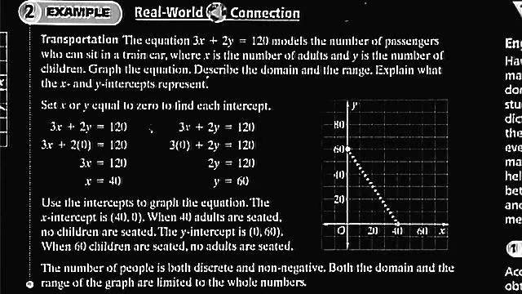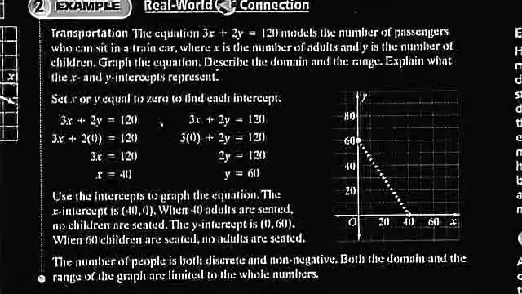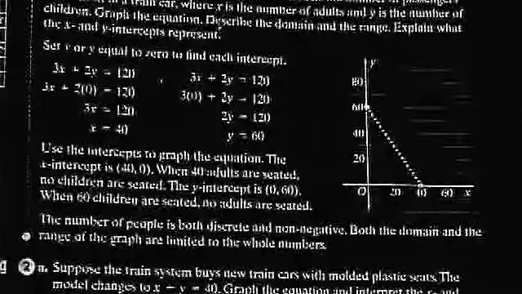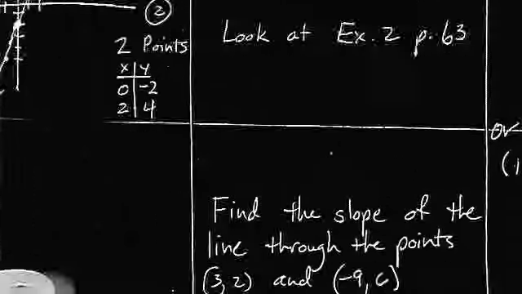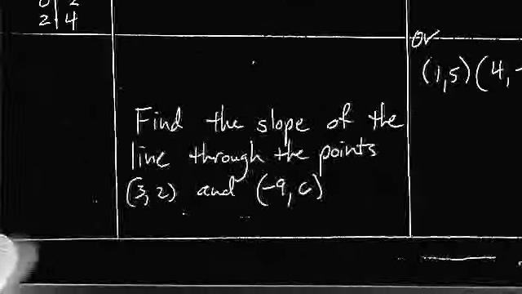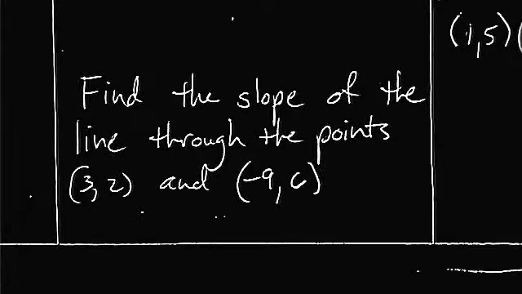Alright, in part 2 of this video, since we just got done discussing that example of fractional people, which we would never have, I also wanted to bring your attention to slope. Okay, finding slope given 2 points. So I've been given 2 points, (3, 2) and (-9, 6).